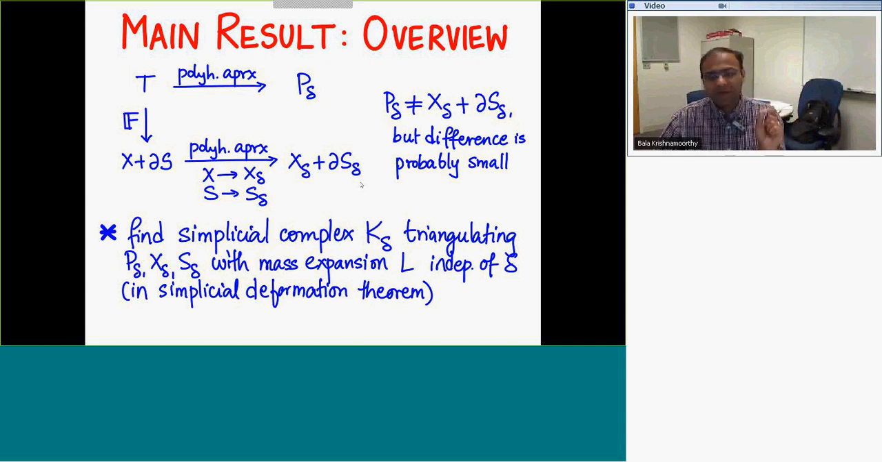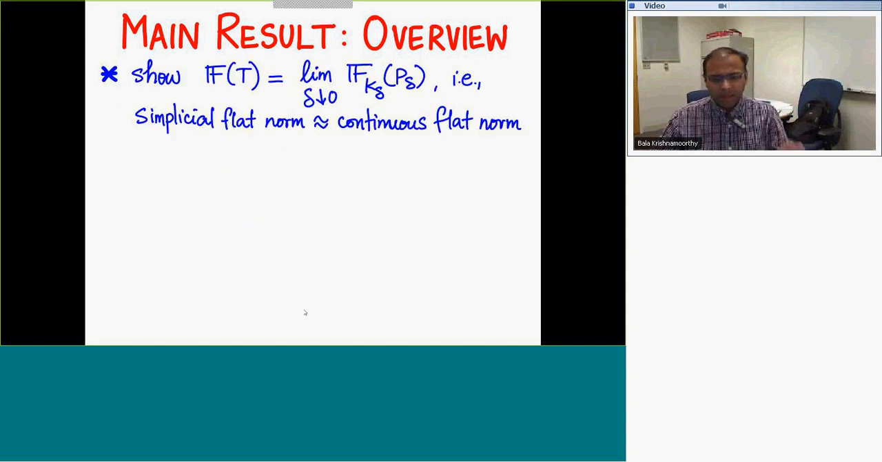The crucial step comes in: we have to find one complex which triangulates all these inputs. So a bunch of polyhedral pieces, and we push them all and subdivide into a simplicial complex containing all of them, so that they all are chains in that simplicial complex. And we do that with controlled mass expansion. Not only is the flat norm distance fine, but we also want to control the mass expansion. Okay. Some details in there.